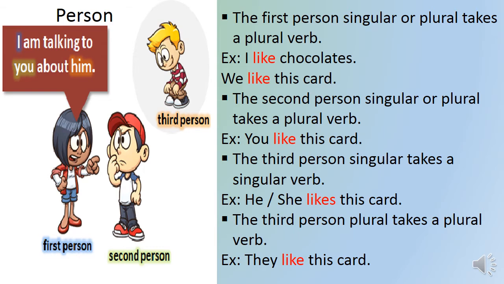Okay, is it clear? So here the first person singular or plural takes a plural verb. That is, I like chocolates. We like this card. So I and we are first person singular or plural. So it is both, I is singular, we is plural. So both are going to take a plural verb. So you can see like is common in both the subjects. That is, if it is singular or plural, the verb which is going to follow will be plural. This is a bit confusing and it is apart from the basic rule.